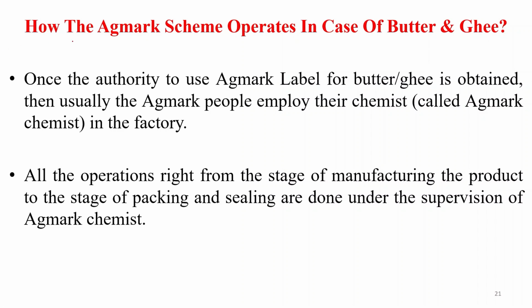Now how the AGMARK scheme operates in case of butter and ghee. Once the authority to use AGMARK label for butter and ghee is obtained, earlier the AGMARK people employed their chemist in the factory, but now any lab person will be given training by AGMARK, and then that person of the industry itself can act as the AGMARK chemist in the lab. Now all the operations right from the stage of manufacturing to the stage of packing and sealing are done under the supervision of the AGMARK chemist.